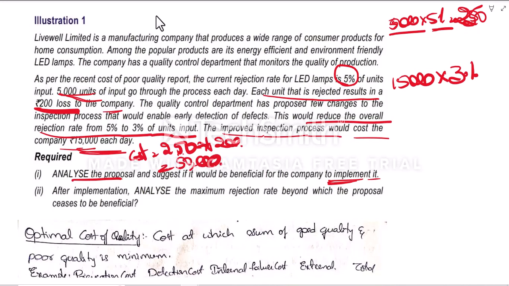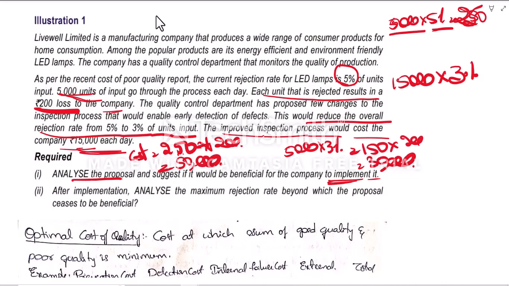But when we propose the new scenario, what will be the cost? Rejected ones: 5000 into 3% means 150. 150 goods will be rejected, and on that, 200 per good loss. 150 into 200, 30,000. Okay, this is the loss.